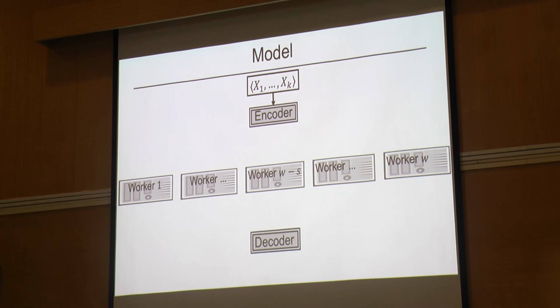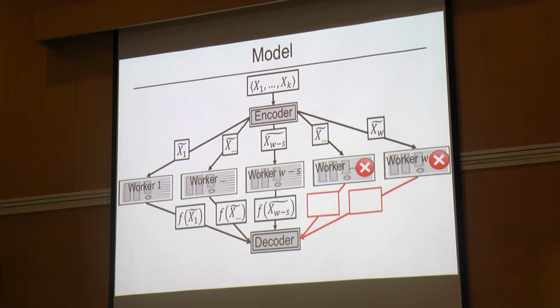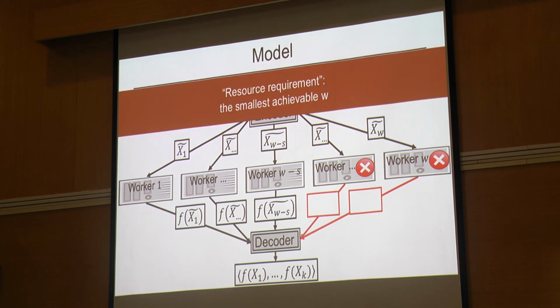So basically, we have this encoder. We have k inputs, just as a recall of the setup. Then the encoder sends x_i tildes to workers, and the decoder gets f of x_i tildes, and some of them will be missing, and the decoder has to decode. The key resource requirement that we will be looking at is how many workers are needed to compute f of x_i's for k such x_i's, in order to tolerate up to s stragglers. So that's the resource requirement, the smallest achievable W.